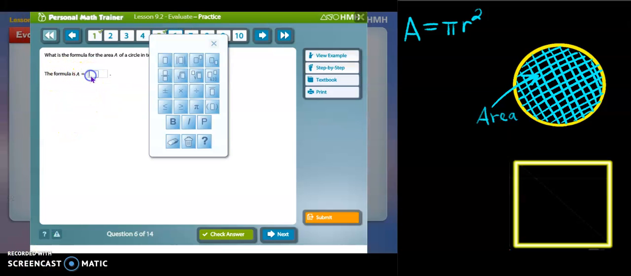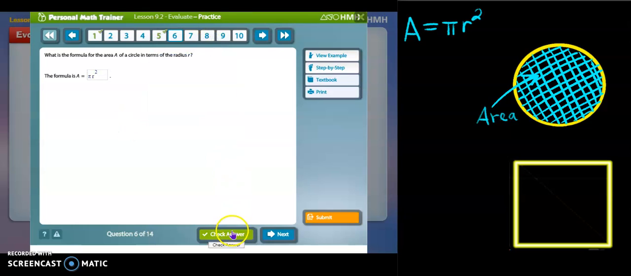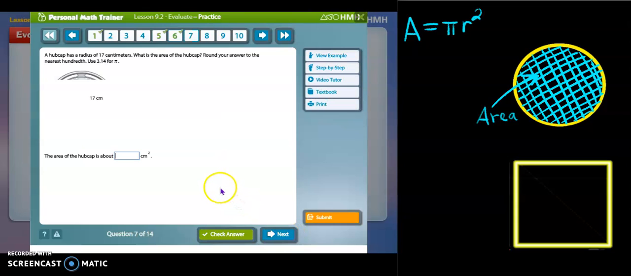It says formula for area of a circle. You don't have to type this one in using the symbols. So you have to click on pi, add the r, and you're going to square r. So you want to click on this little box up here. It tells you there's going to be an exponent at the top. You type up a 2. And that's it. Let's go with that one. Let's go to number 9.